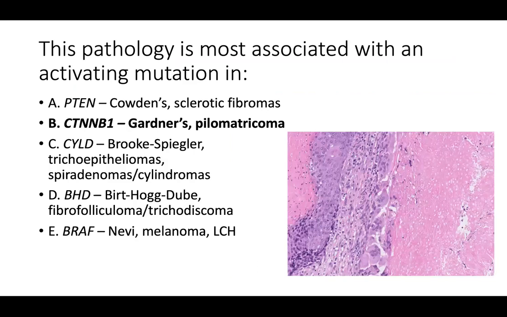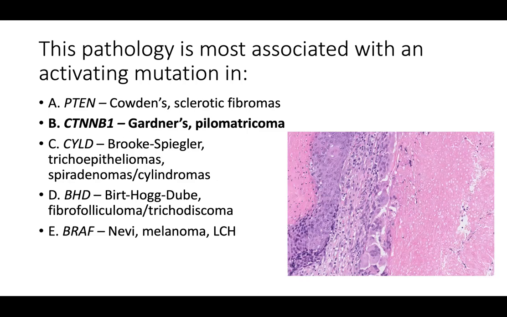CTNNB1 or beta-catenin is associated with pilomatricomas and Gardner syndrome. Just as a review, PTEN is associated with sclerotic fibromas and Cowden's. CYLD mutation is associated with spiradenomas and cylindromas, as well as trichoepitheliomas and Brooke-Spiegler. The BHD gene is associated with fibrofolliculomas and trichodiscomas in Birt-Hogg-Dubé. And the BRAF mutation is associated with nevi, melanoma, and even Langerhans cell histiocytosis.